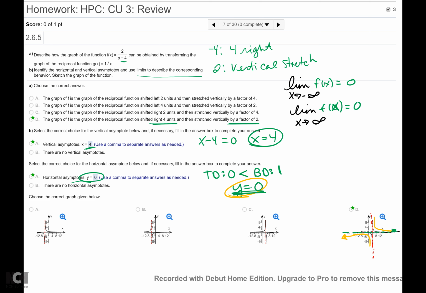if I'm looking at that red line, which is x equals 4, here's the left side, here's the right side. The limit as x approaches 4 from the left-hand side, that arrow is pointing down, so my function goes to negative infinity. And the limit as x approaches 4 from the right-hand side, arrow pointing up, my function goes to positive infinity. And what else did it want? So sketch the graph. We got the graph.